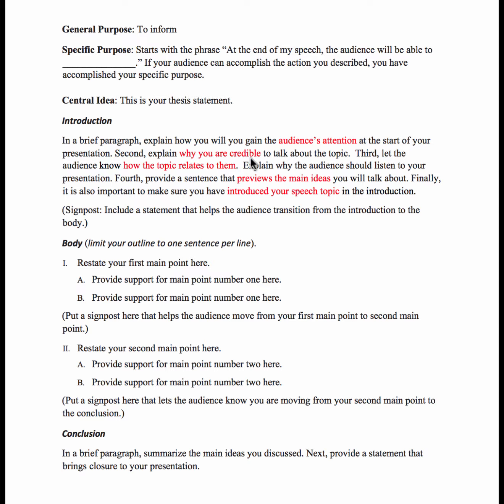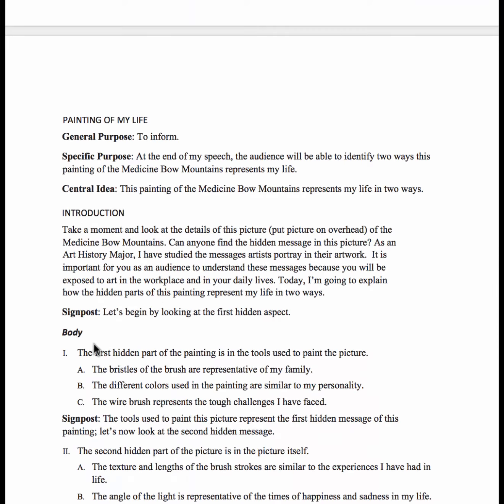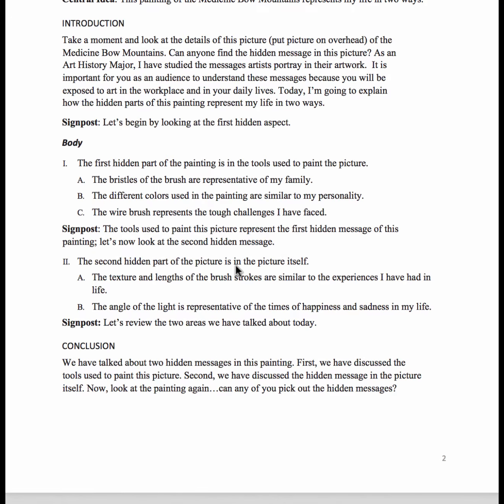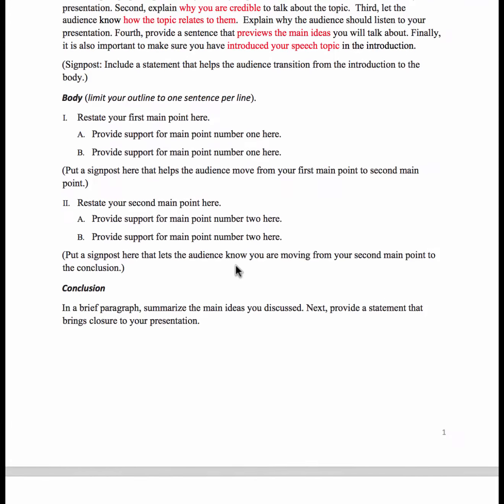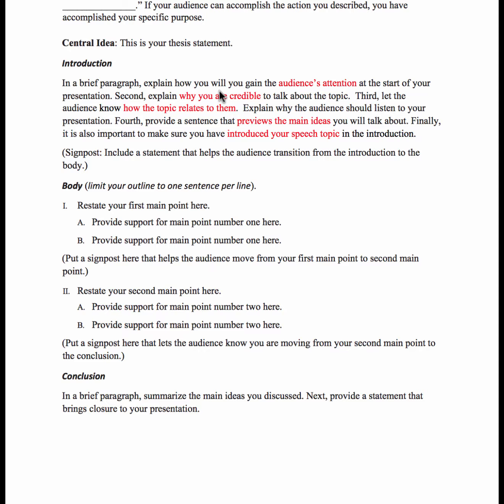outline is provided for you in your modules. And this first one gives you what needs to go in each piece, and the second one gives you an example of what it might look like with actual content in there. So again, we went over the 5 pieces of the intro. We went over that we need to summarize and close in our conclusion.